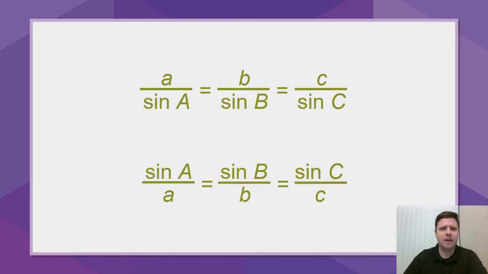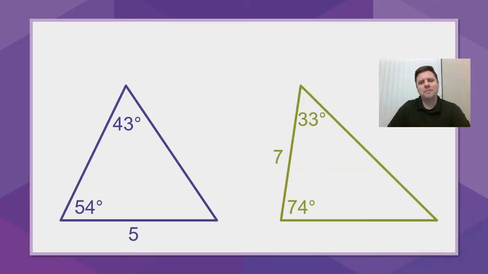So it looks like this: a over sine A equals b over sine B equals c over sine C. Note that you can also flip these ratios and have sine A over a, sine B over b, sine C over c. Okay, so I'm now going to test a little bit of your geometry memory.